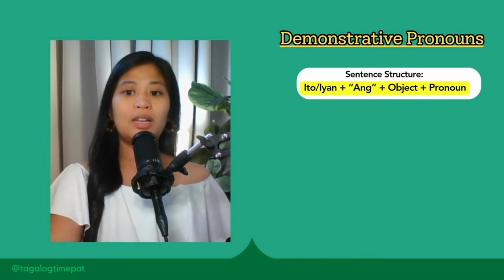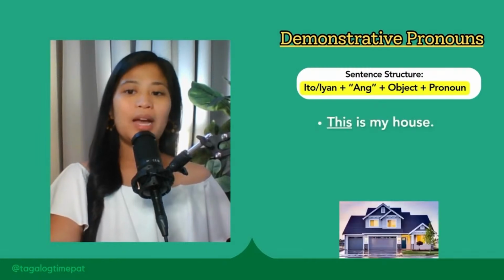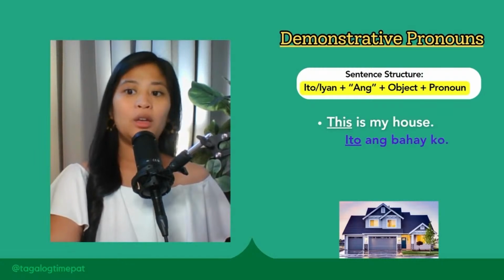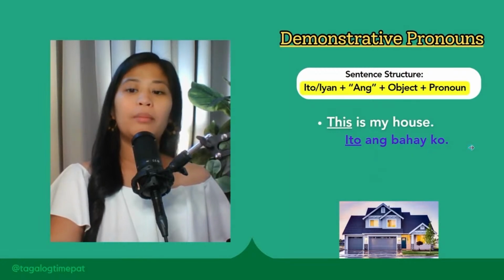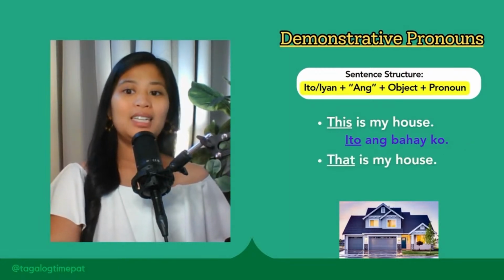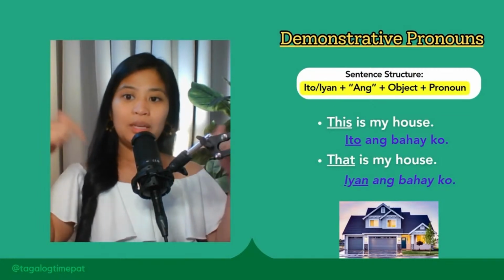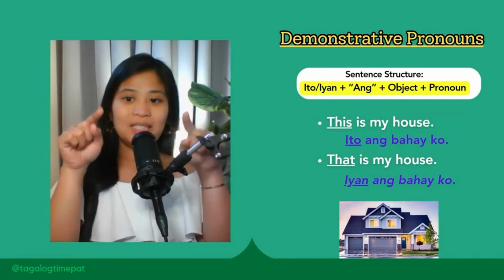So here's how it's used. This is my house would be ito ang bahay ko. So ito goes first, then it's the word ang, then it's bahay, and then it's the pronoun. That is my house would be iyan ang bahay ko. So ito means this, iyan means that.